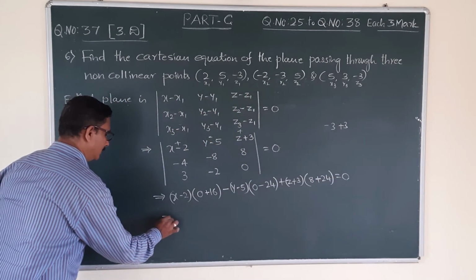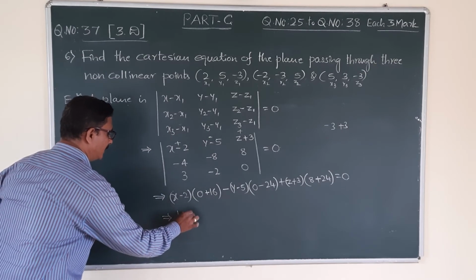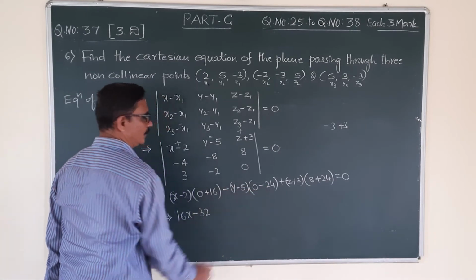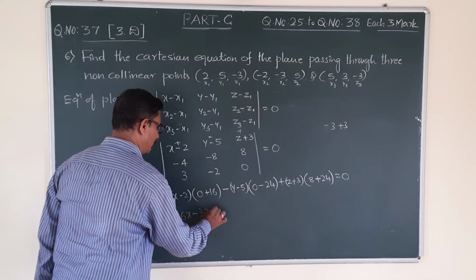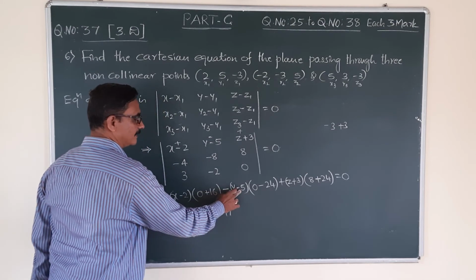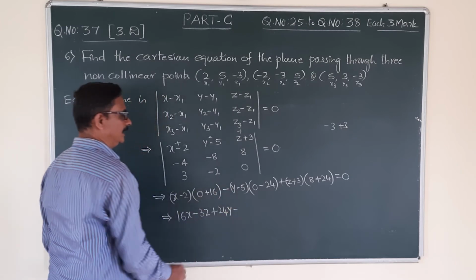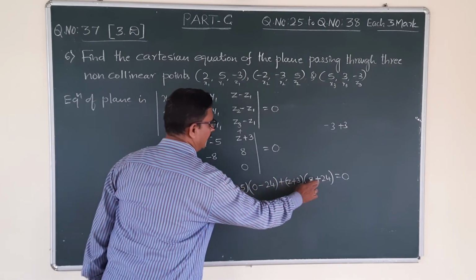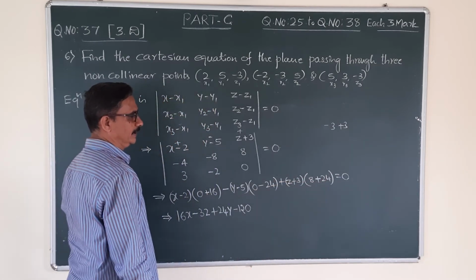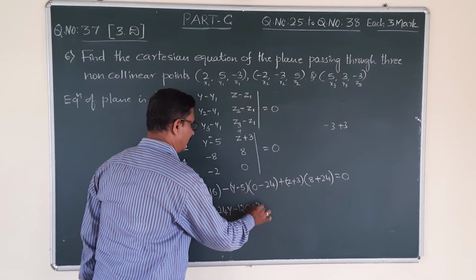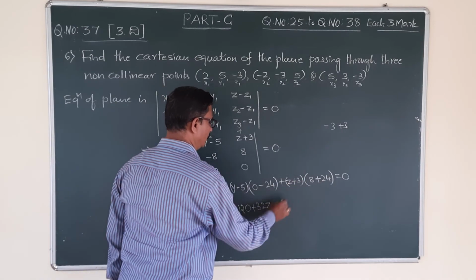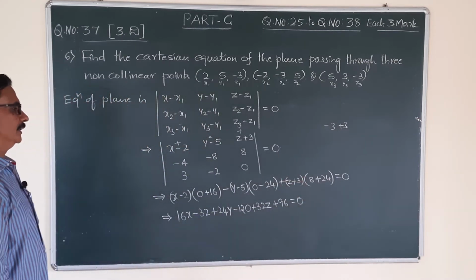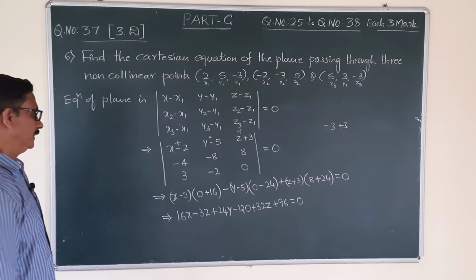Okay, simplify. 0 plus 16, 16x; 16 into minus 2, minus 32; then 0 minus 24, minus 24, minus into minus plus 24y; minus 24 5s are, that is 120, correct? Then 8 plus 24, how much? 32, 32 into z, 32z, okay. 32 3s are 96 is equal to 0.